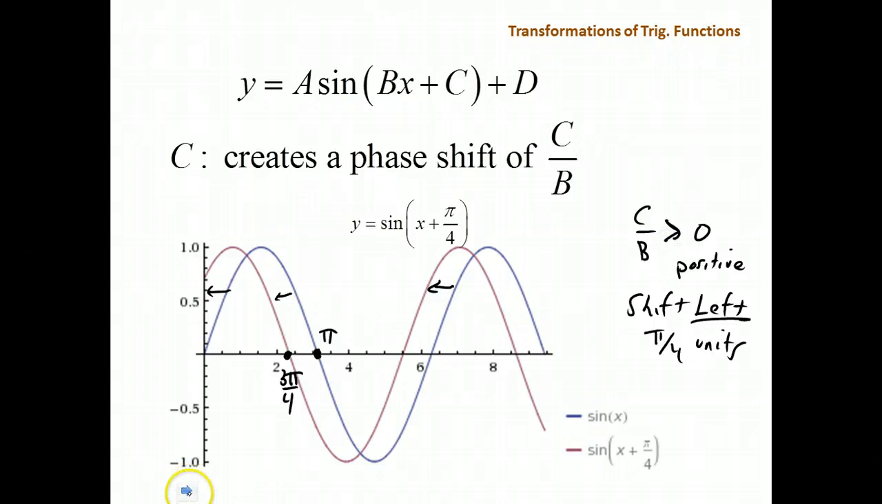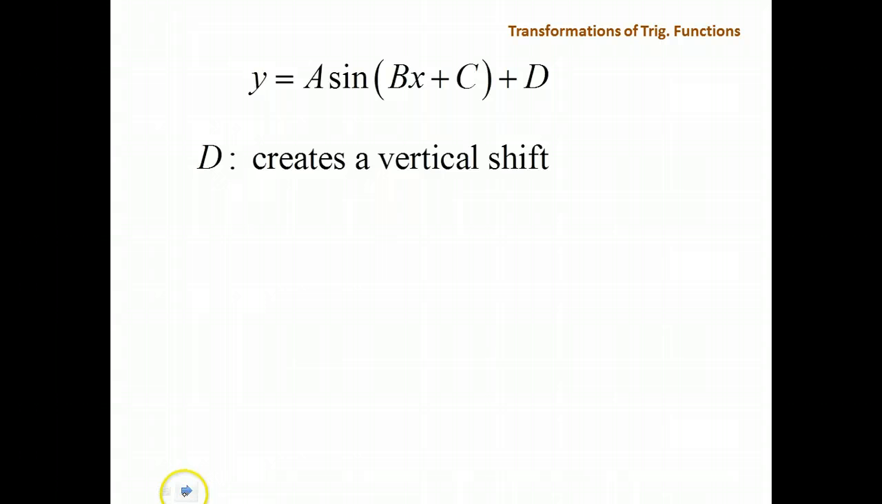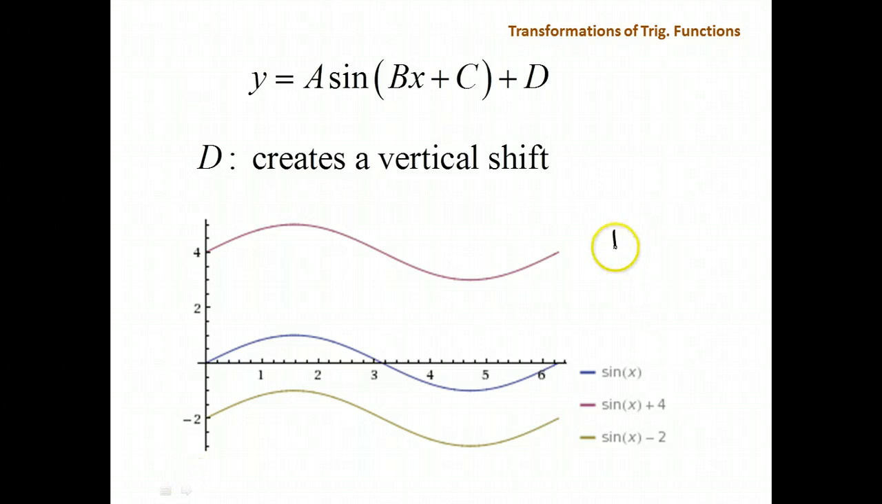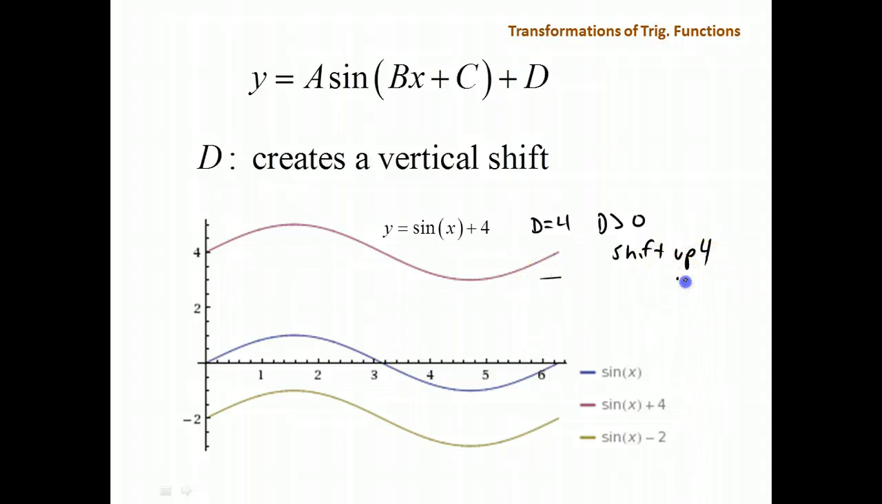And finally we have D, and D will create a vertical shift. Okay, if D is positive, like in this example, D is equal to 4. When D is positive, that's a shift up. In this case, 4 units. And then when D is negative, it's a shift down. Here, in this case, we have sine of x minus 2, so we'll be shifting down.